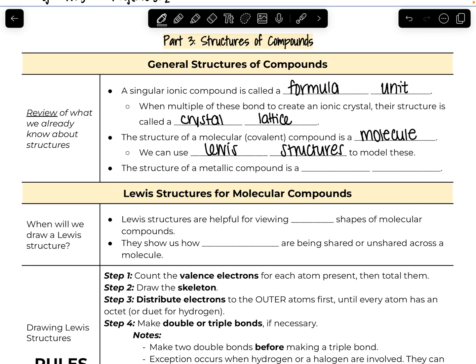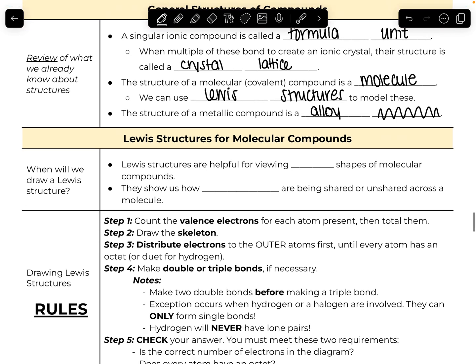So then our last type of compound, or our last type of structure, is a metallic compound, I guess. So if you have multiple metals that come together, their structure is called an alloy. So this would require multiple different metals to come together and build on top of each other. But if you just have one singular metal, like say you just had a bunch of zinc atoms that were bonding to each other, their structure is called a metallic lattice. So we'll see more of those in our upcoming lab as well.